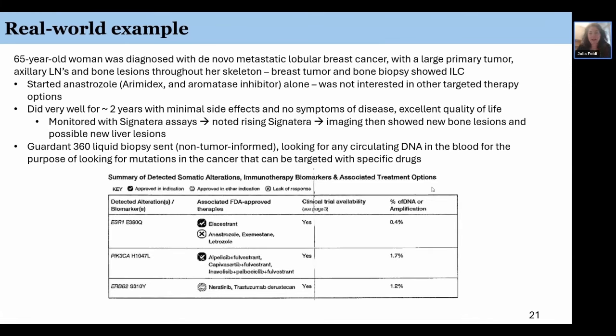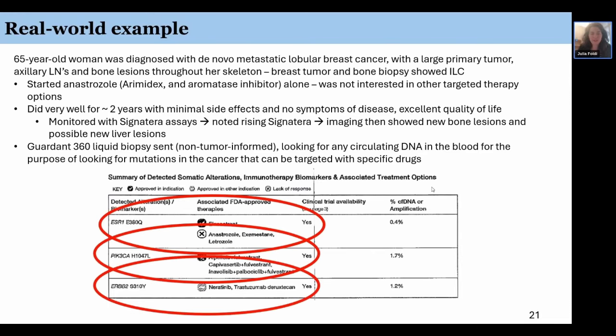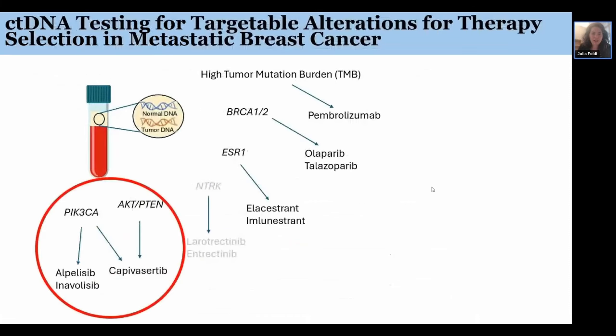It showed me that she had an ESR1 mutation in her tumor, which means her tumor became resistant to the Arimidex. She also had a PIK3CA mutation, and she had a HER2 ERBB2 mutation. So these were 3 different targets that we could use to pick her next treatment. So this is why we use these tumor agnostic liquid biopsy assays. So again, she had 3 different targets. And just showing here again, these are all the different approved drugs that we can use in these settings.